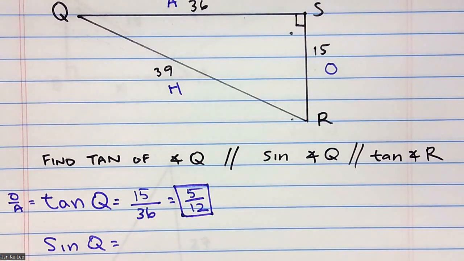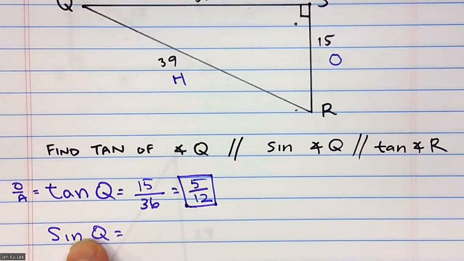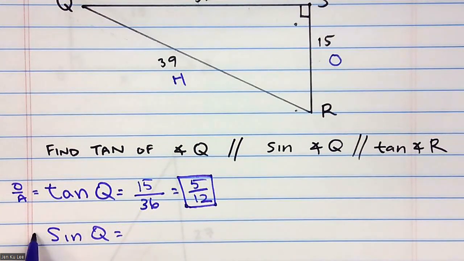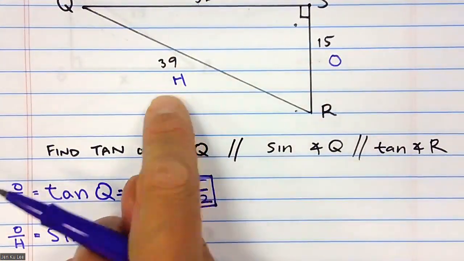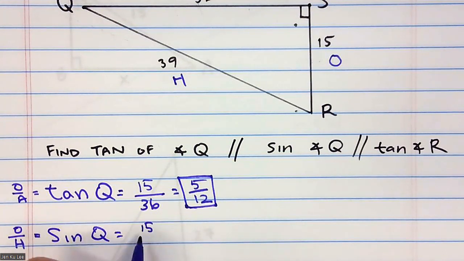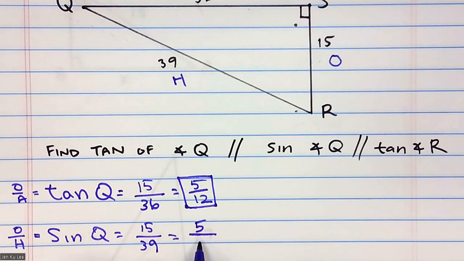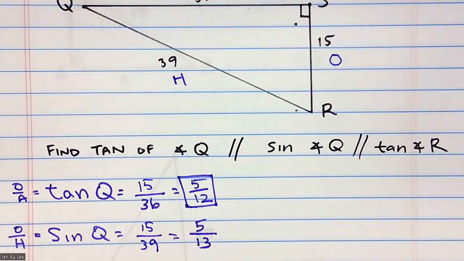Cool? Sine. S. So it's SOH, right? So it's opposite over hypotenuse, right? So sine is 15 over, opposite side is 15 again. Hypotenuse is 39. So they both go into 3. So that's 5 over 13.